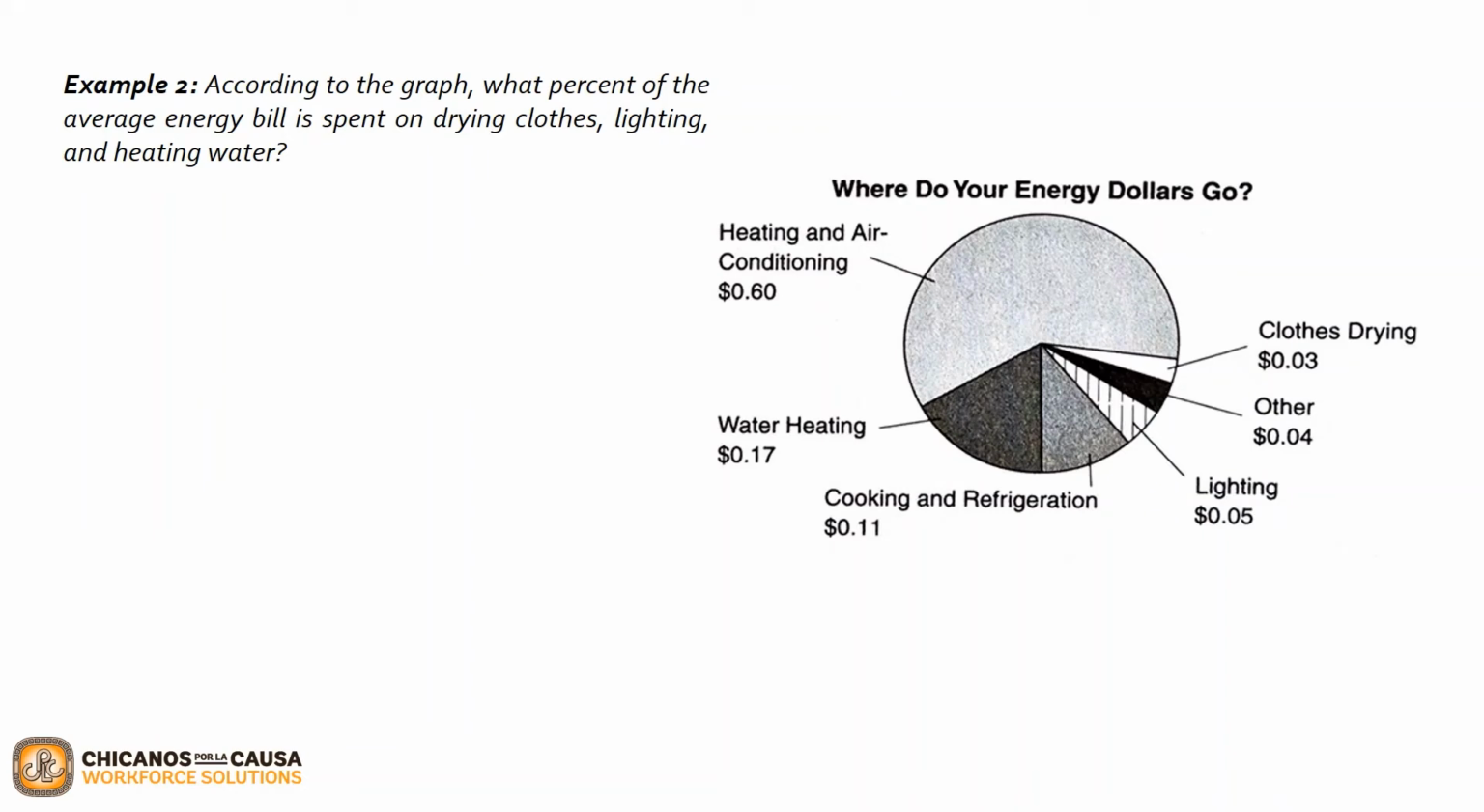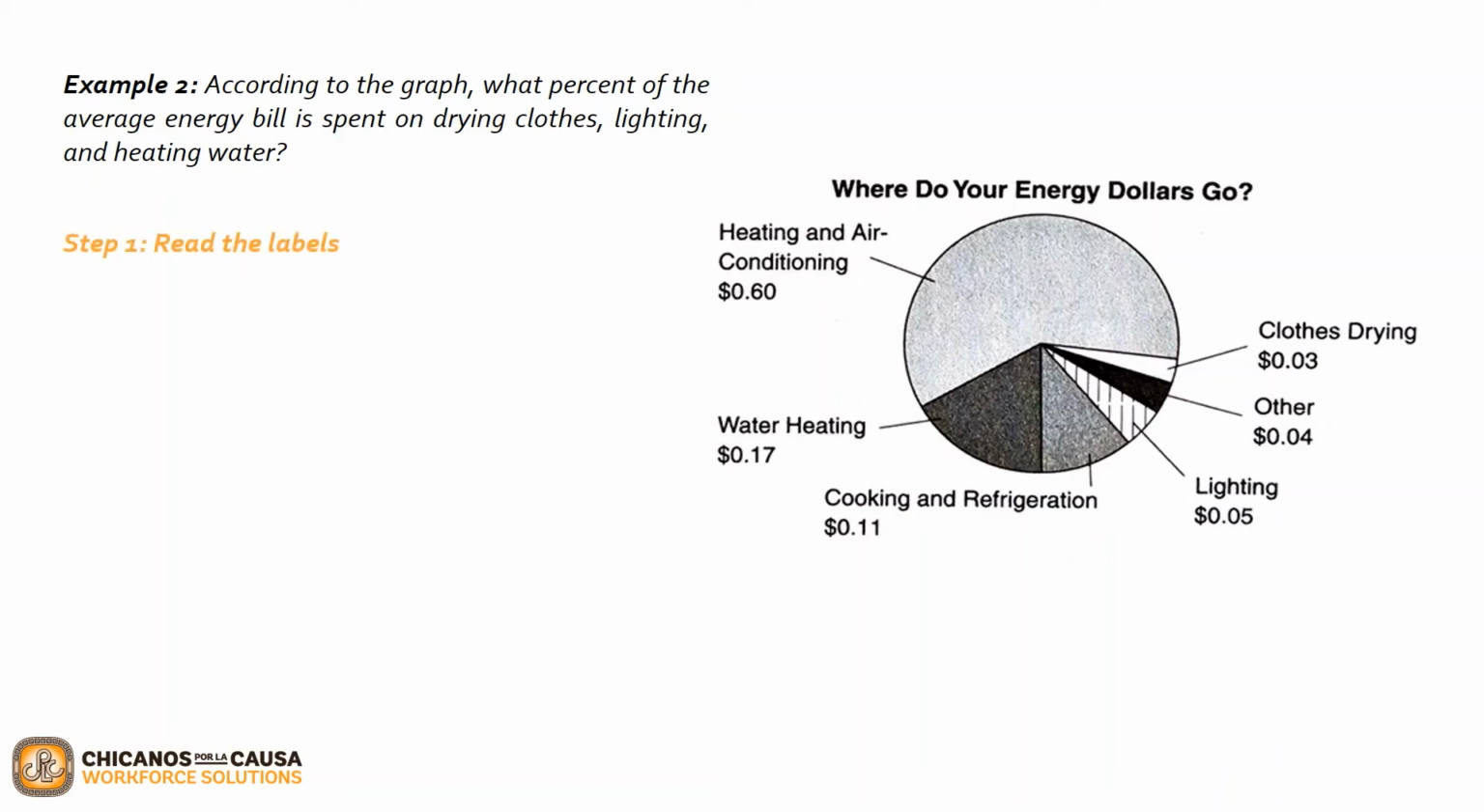Now let's look at example 2. According to the graph, what percent of the average energy bill is spent on drying clothes, lighting, and heating water? So if you look to the right of the screen, we have another circle graph, or another pie chart. This one is going to be showing how energy dollars are spent. So similar to our prior example, we're going to solve this in the same series of steps.